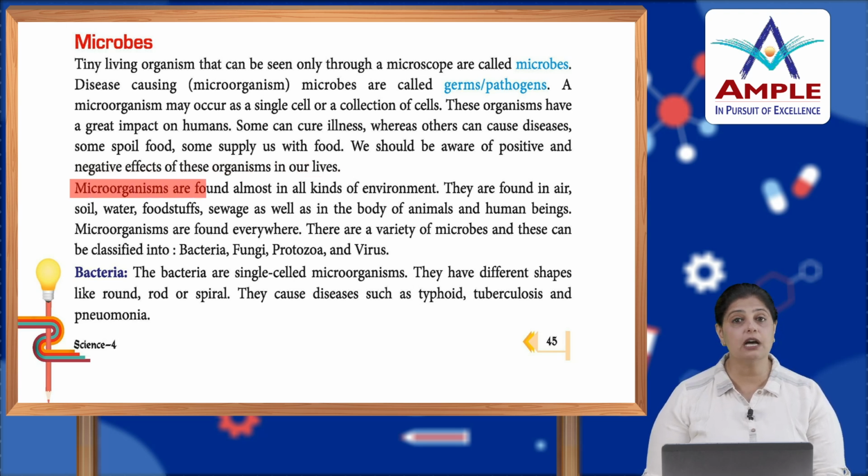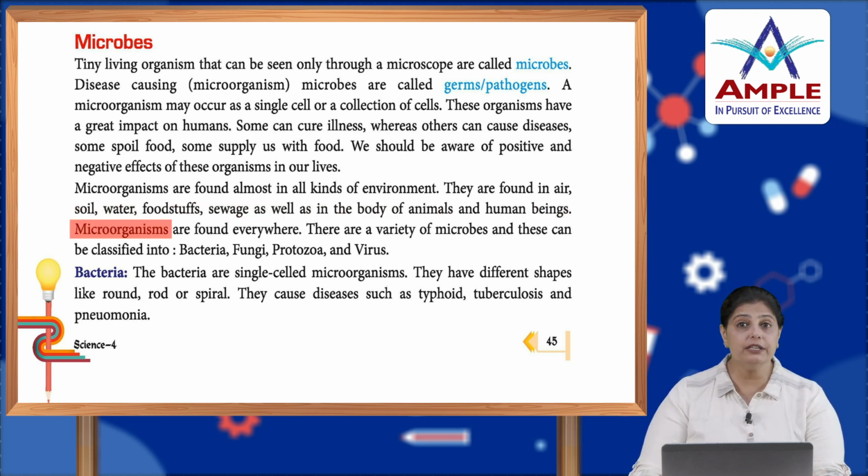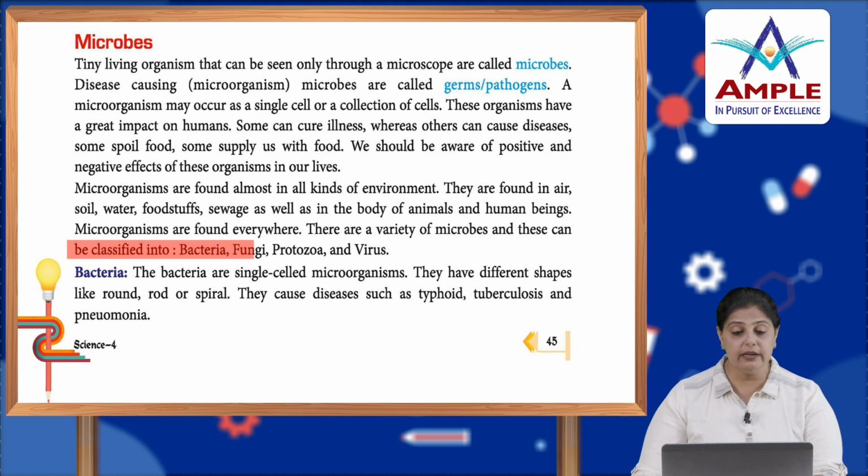Now, microorganisms are found in all kinds of environments. They are found in air, soil, water, foodstuff, sewage, as well as in the body of animals and human beings. Microorganisms are found everywhere. We cannot see them with our bare eyes. We need to use a microscope to see them. Even as we are sitting, any type of microorganism can be on your body also. There are a variety of microbes, and these can be classified into bacteria, fungi, protozoa and virus.